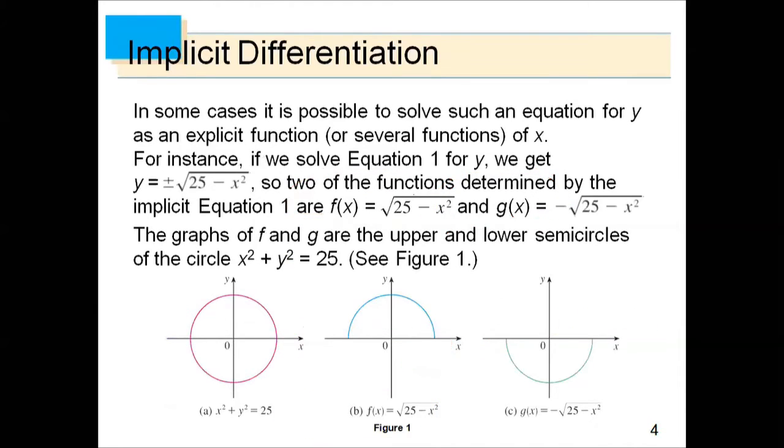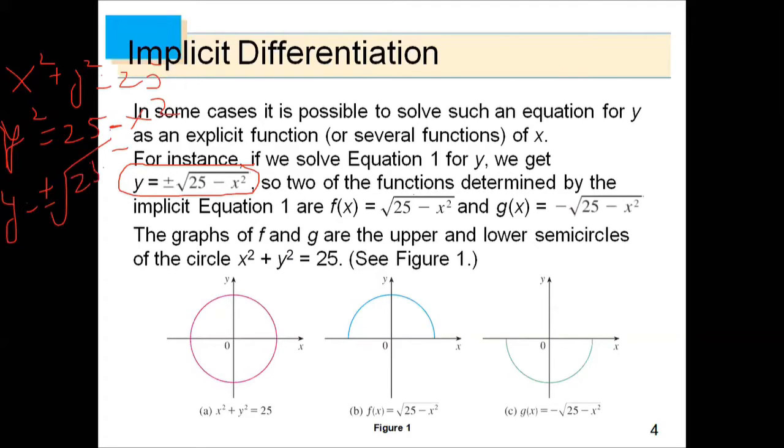Okay. Now, they have given us one example. In some cases, it is possible to solve such an equation for y, like the previous question, x squared plus y squared equals 25. When I write y squared as 25 minus x squared, and then I calculate the square root, y is plus or minus radical 25 minus x squared. In some cases, we can do that.